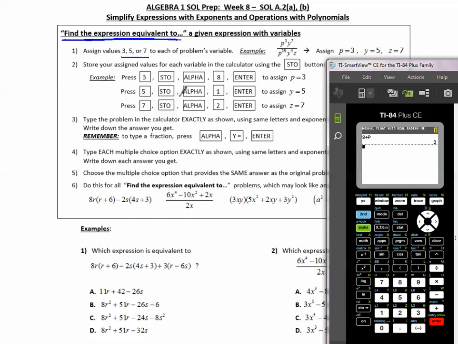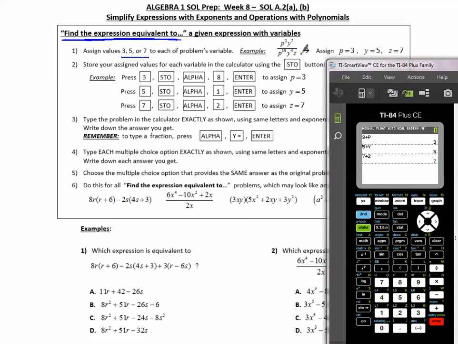Now I'm going to store 5 in for the letter Y. So 5, always press the number first, store. I see that Y is above the 1, so alpha 1, enter. Now I'm going to press 7, store alpha 2, to get Z to be 7. 7, the number first, store, alpha, and then the 2, because see the Z is in green above the 2, enter. Now when I type this expression, I'll get a value.